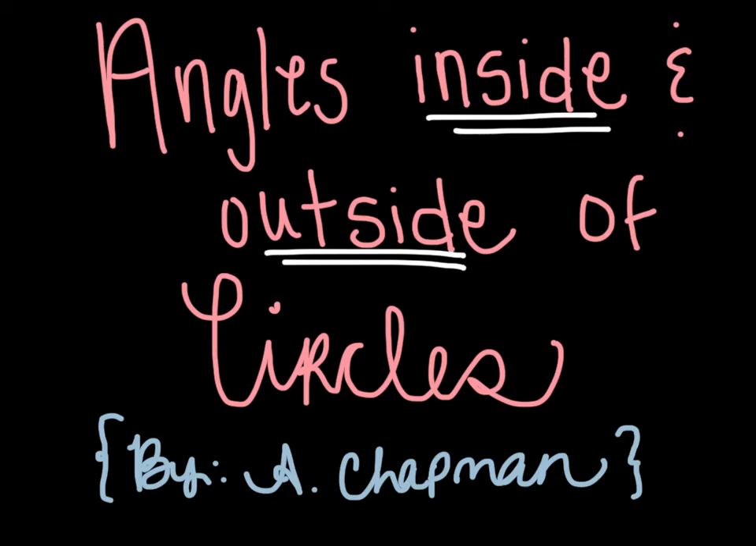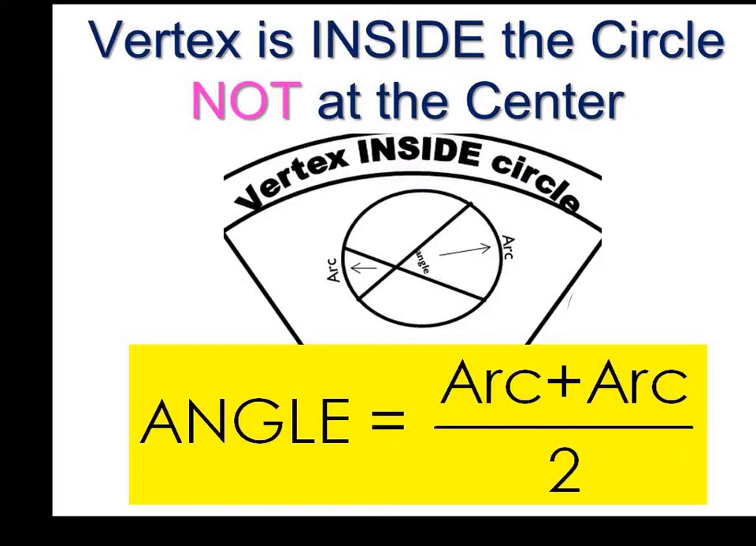Today, we're going to be looking at angles that are inside and outside of circles. The first one we're going to be looking at is the vertex is inside the circle. The vertex, though, is not at the center. The formula that we'll be using is angle equals arc plus arc divided by 2.